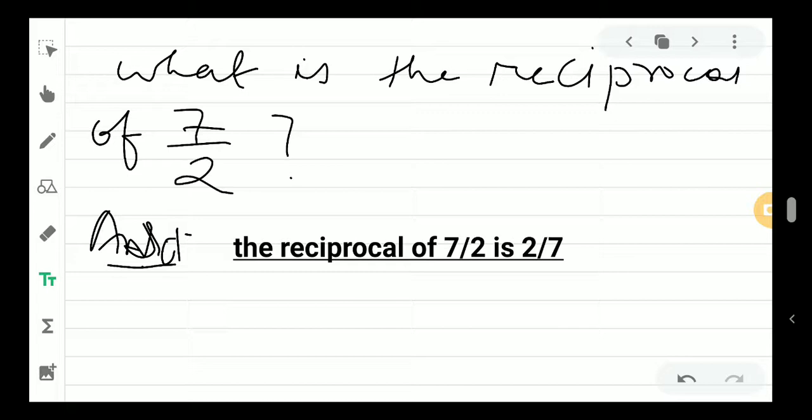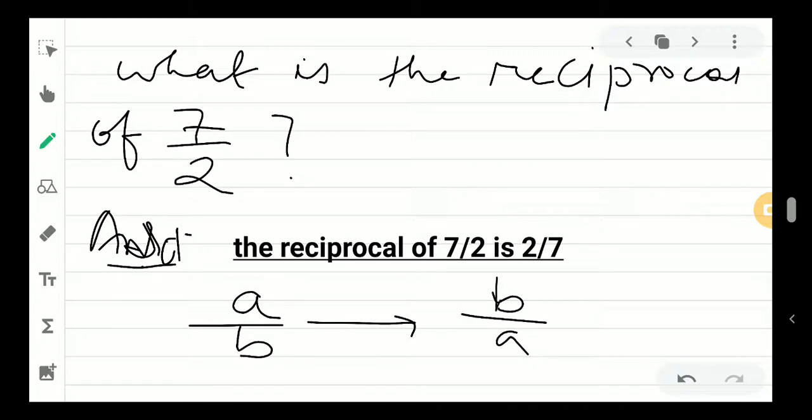Are you understanding? So if you are getting any number, what is the reciprocal of, let's say, a by b? Your answer will be b by a. Remember, don't put an equal sign here. They are not equal. So to express that the reciprocal of a by b is b by a, I am using an arrow mark only. We are not using the equal sign. The answer should be written in the same way that I have written. The reciprocal of 7 by 2 is 2 by 7.